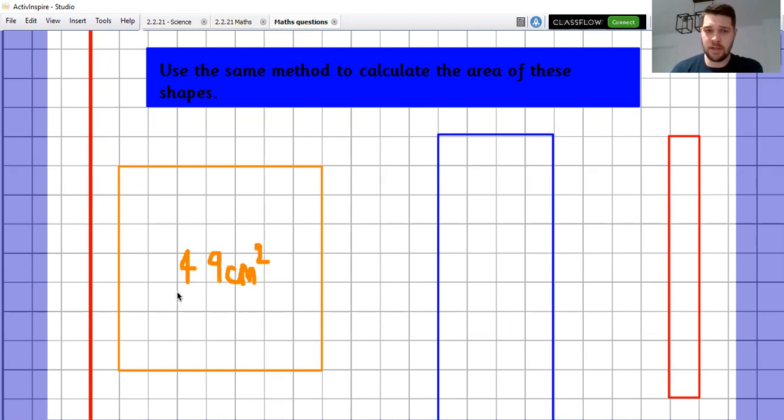Okay, so 49 centimeters squared. You could have put all of those dots in there, or 7 by 7. 40 centimeters squared, you could have done 10 by 4 or put your dots in like I asked, brilliant. And then 1 by 9, so 9 centimeters squared.